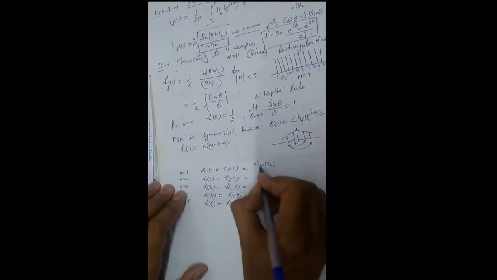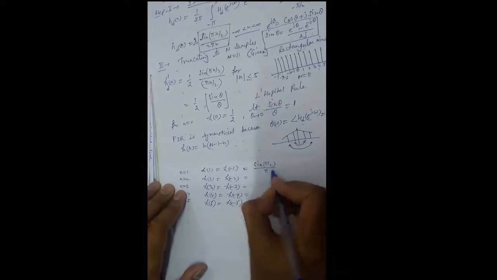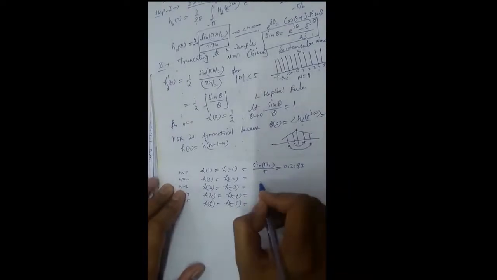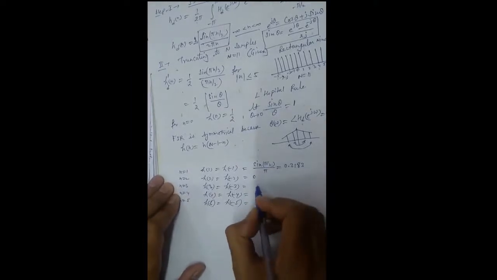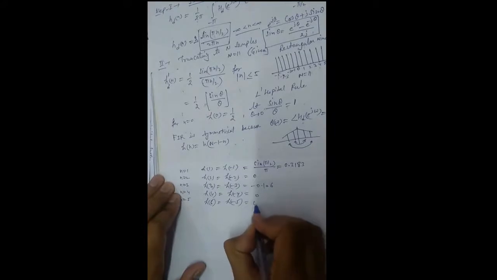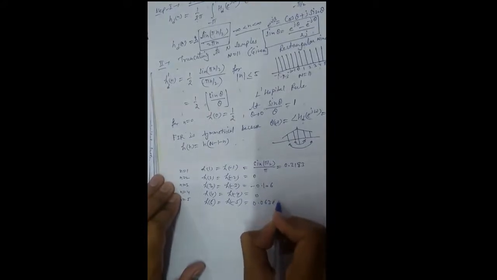sine pi by 2 for n equal to 1. For example, I am calculating it: 0.3183. Similarly, other values you can calculate: minus 0.1060, 0.6366.